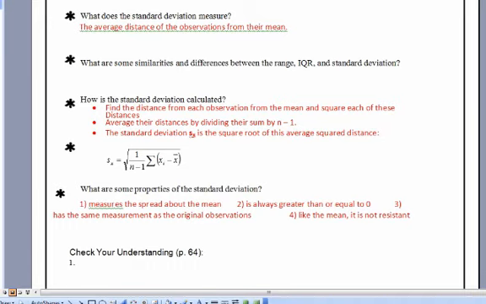It has the same units of measurement as the original observations. For example, if you measure metabolic rates in calories, both the mean and the standard deviation are also in calories. This is one reason to prefer standard deviation to variance, which is in squared calories. And fourth, like the mean, standard deviation is not resistant. A few outliers can make standard deviation very large.